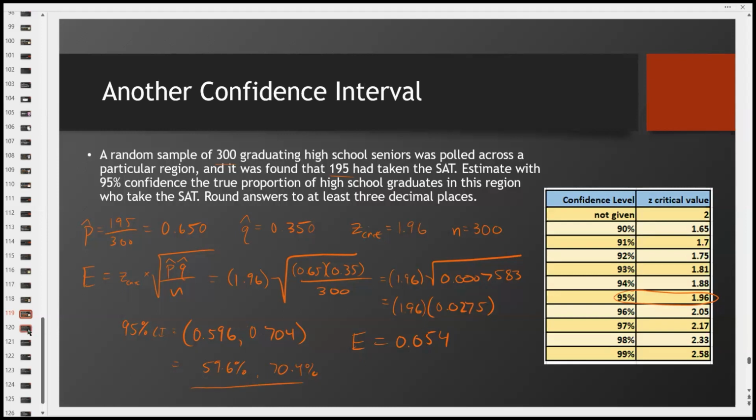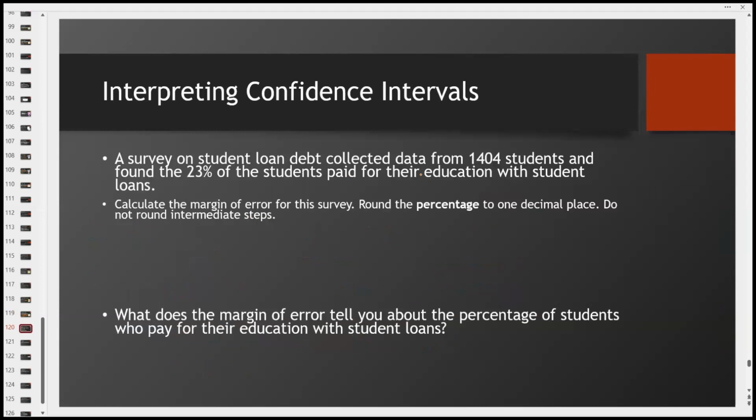Let's look at another example. A survey on student loan debt collected from 1,404 students found 23% paid for their education with student loans. Let's calculate the margin of error and essentially the confidence interval. I left out a piece here. Let's do a 95% confidence interval. And so that's going to be, again, 1.96.